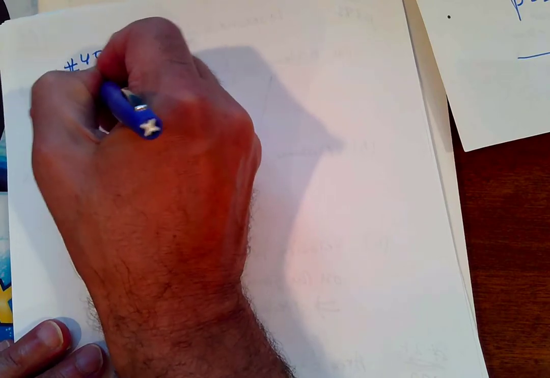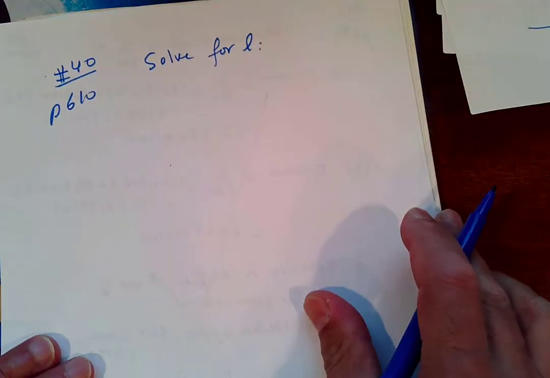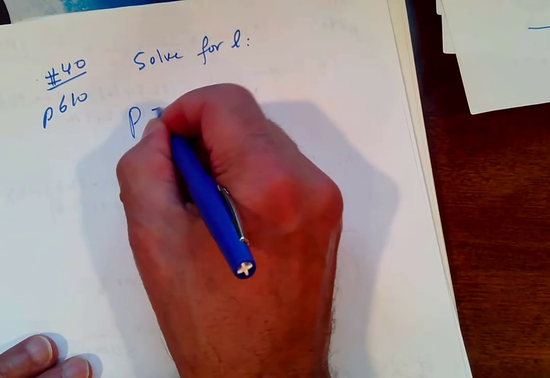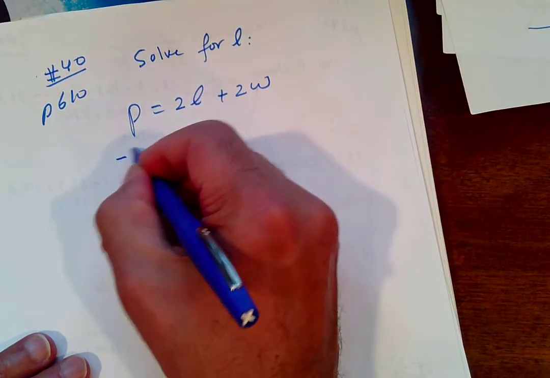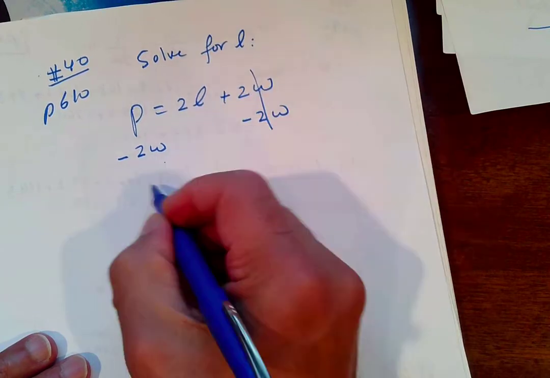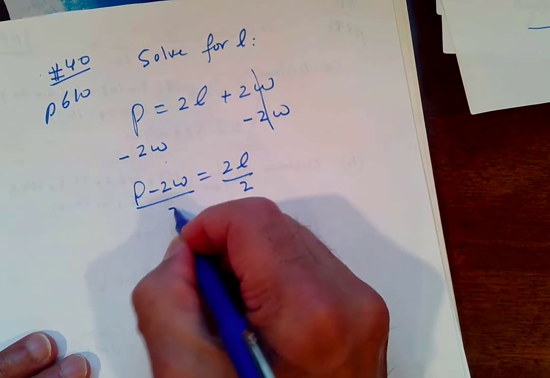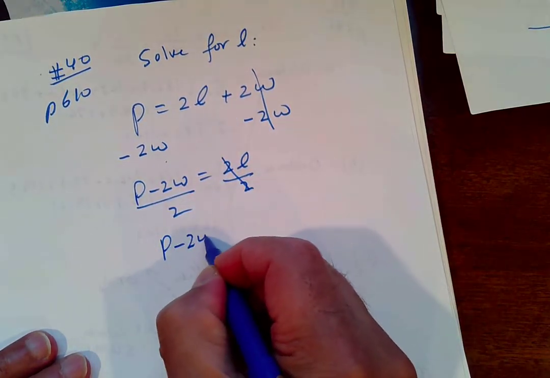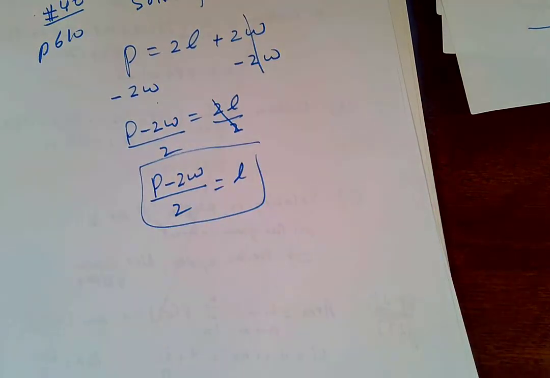For example, if you look at your textbook, number 40, page 610, solve for L, where L is the length of a rectangle. Perimeter equals twice the length plus twice the width. So to isolate L, we're going to subtract 2w. P minus 2w equals 2L. And then to isolate L, final step is to divide by 2. And we get P minus 2w over 2 equals L. And we get L isolated.